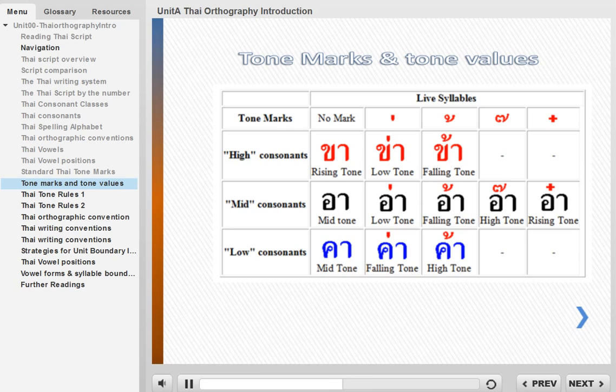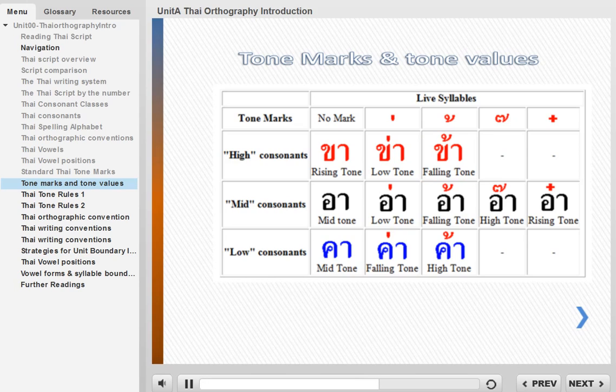For a syllable with a high initial consonant, the tone of an unmarked live syllable with no written tone mark is rising, as in ka. With tone mark 1, the tone is low, as in ka. With tone mark 2, the tone is falling, as in ka.